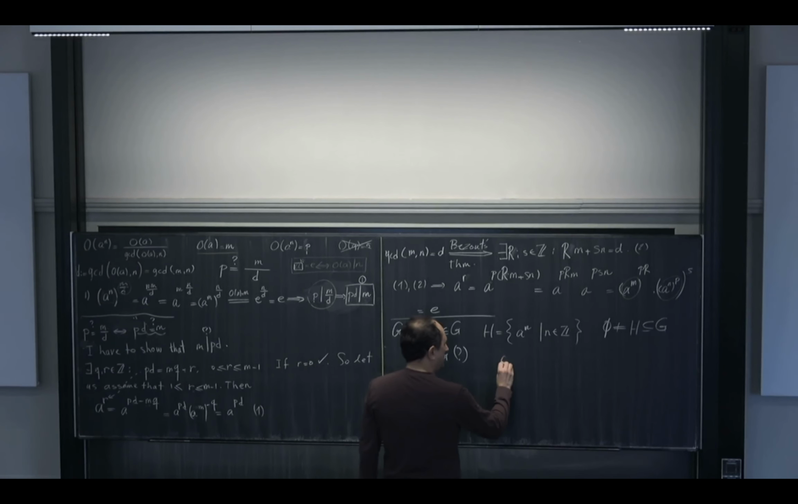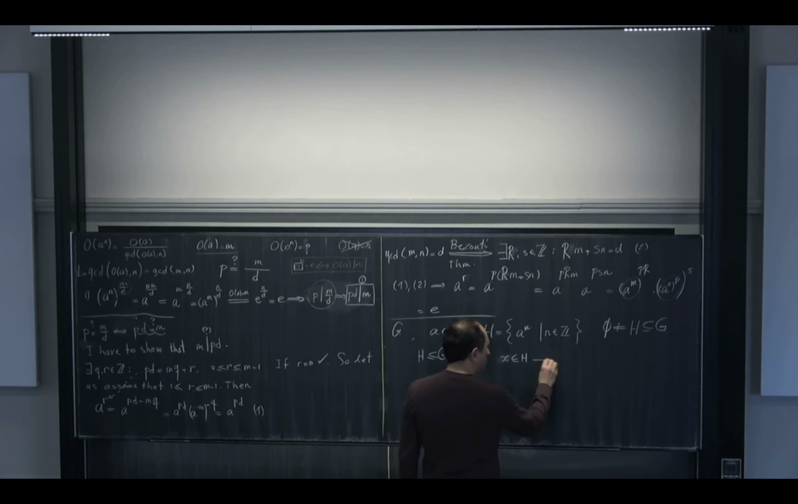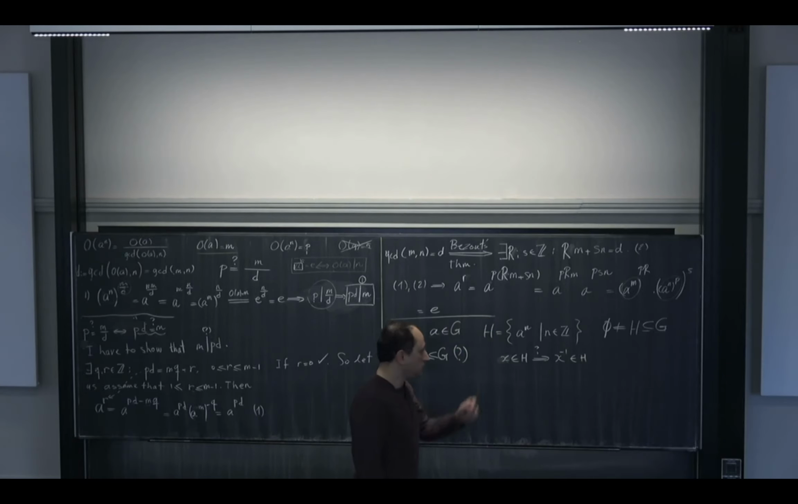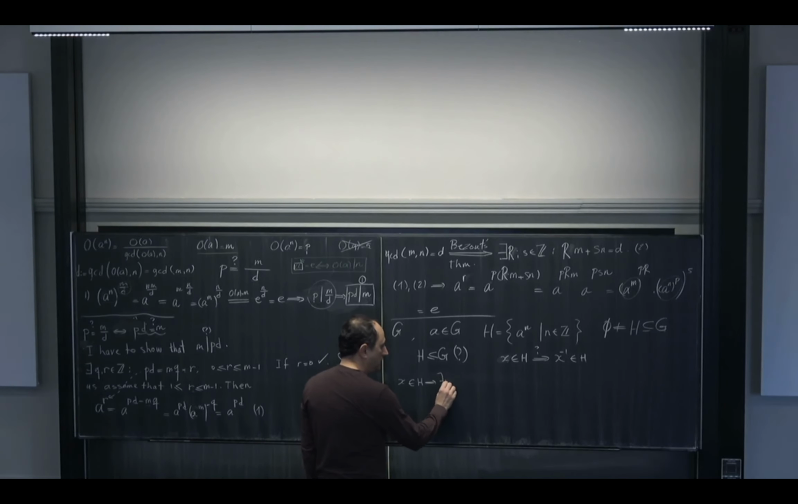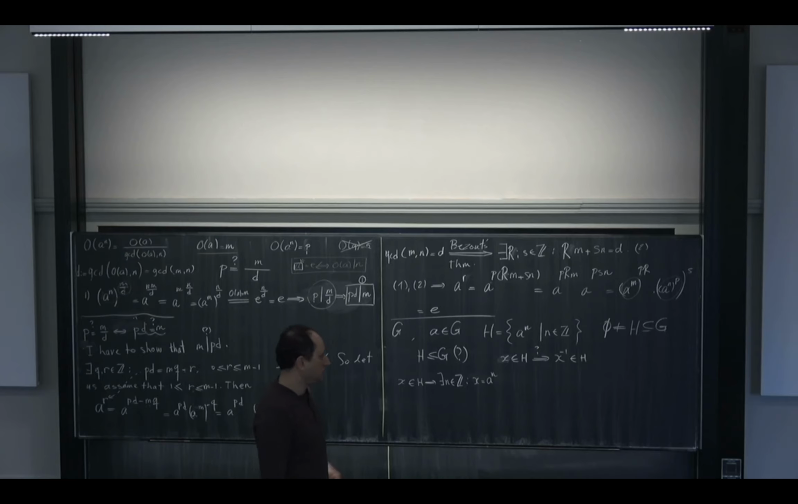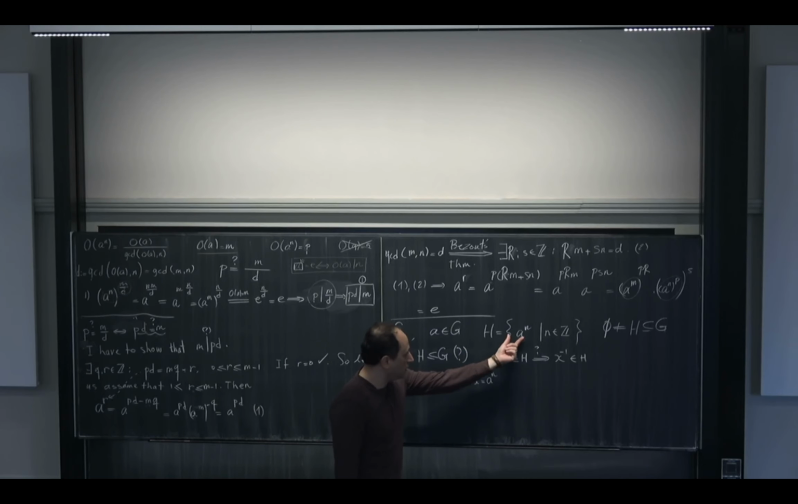So is it closed under inverses? It means that if you tell me x belongs to H, I have to convince you that x inverse also belongs to H. Yes? This is simple. Do you agree why? Because if x belongs to H, what does it mean? It means there is an integer n such that x is a to power n. Yes? Because the elements in H are of this form, and when you say x is in H, it means it takes this form.